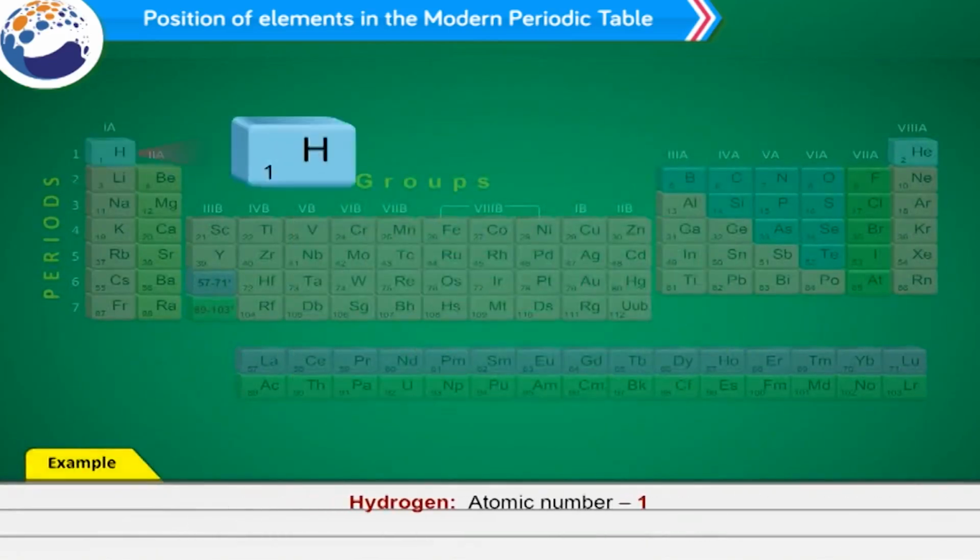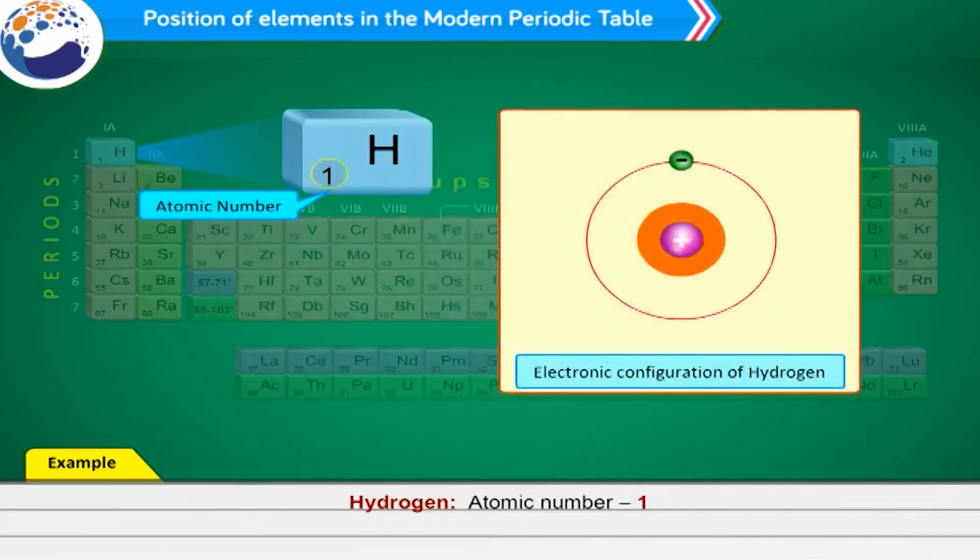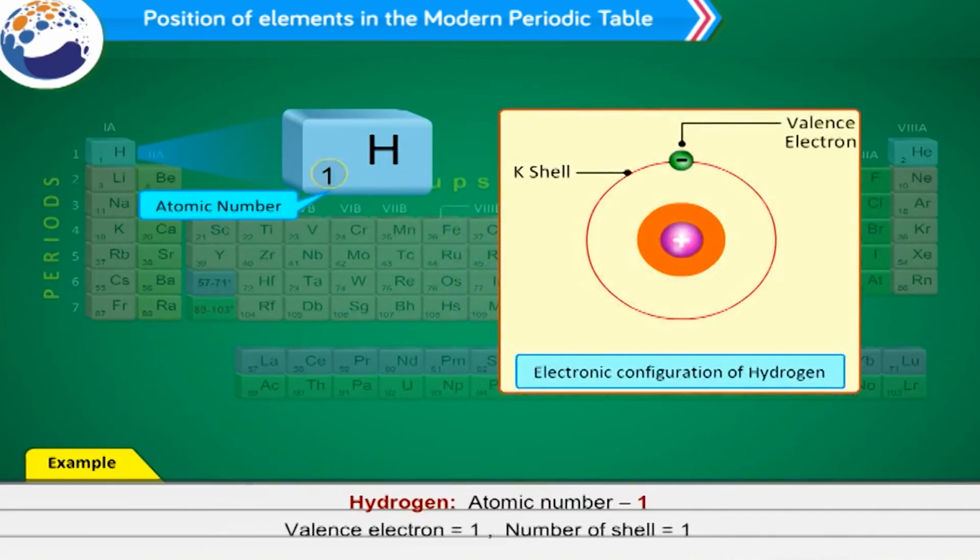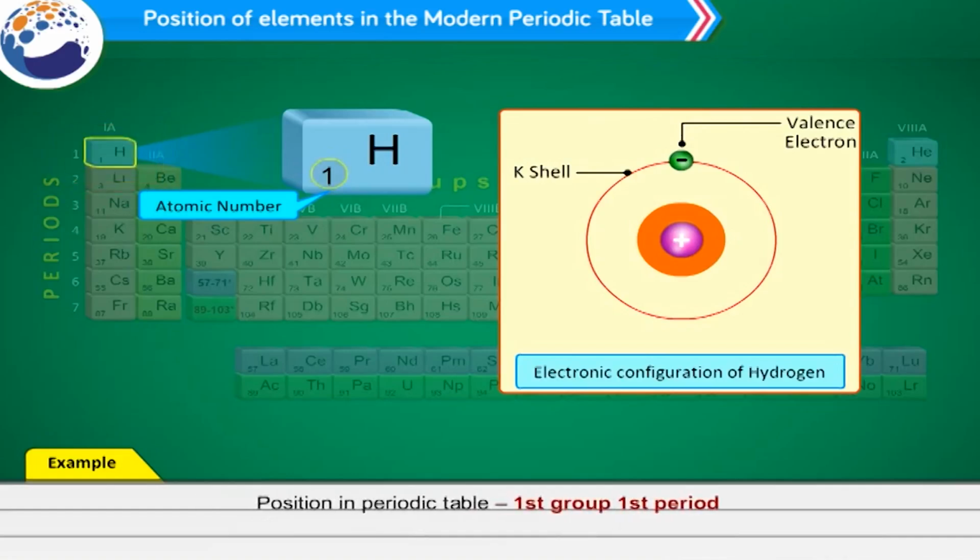Example: hydrogen, atomic number 1. Electronic configuration of hydrogen K1. Valence electron 1. Number of shell 1. Position in periodic table: first group, first period.